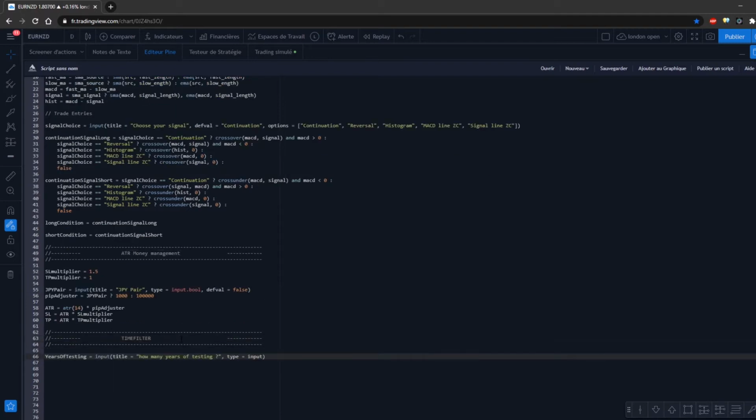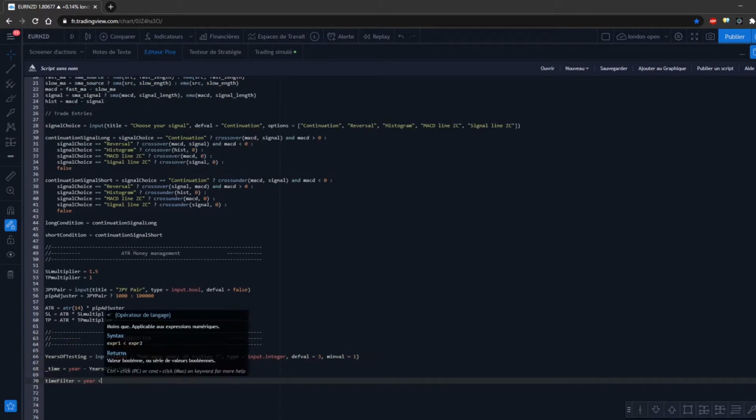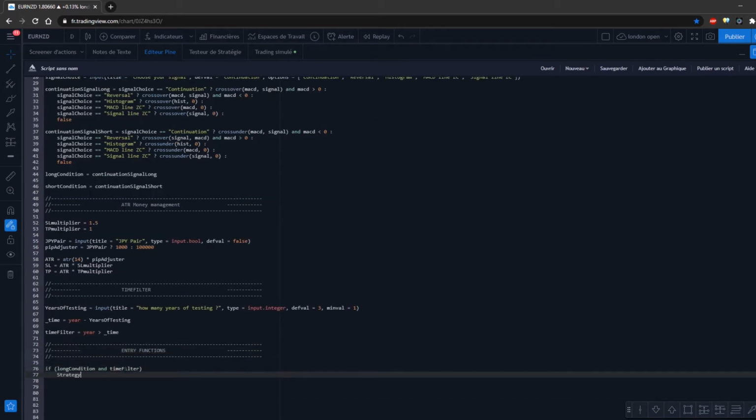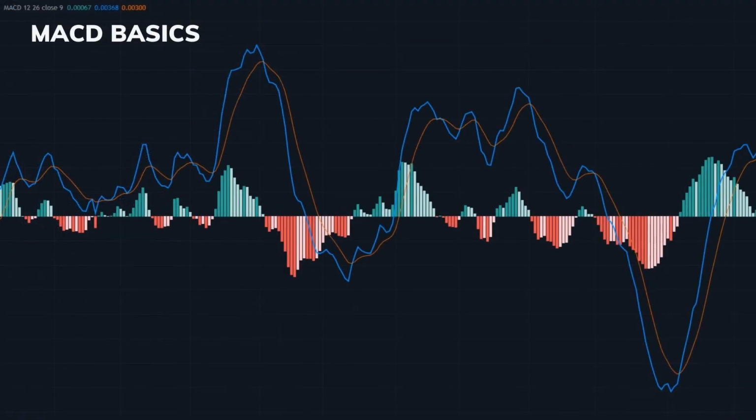Now, I assume that you know how MACD works. Let's start with a little reminder, though. Before starting, if you are comfortable with this indicator, I invite you to move on to the next part or directly to the test results at the end of the video. The timestamps are in the description. If it is not the case, stay attentive, this reminder will help you a lot.